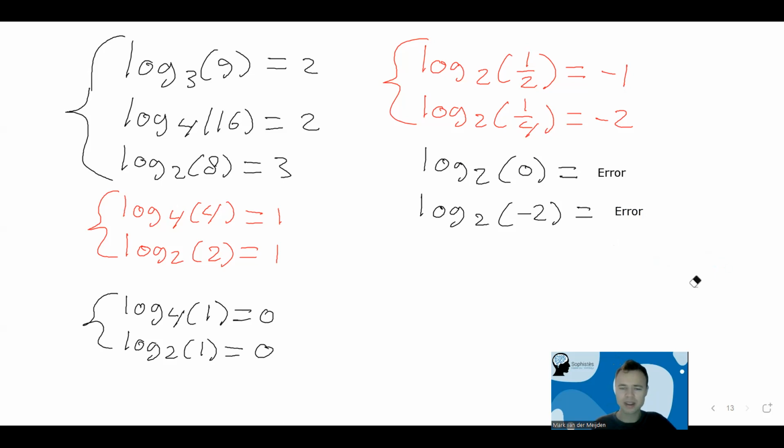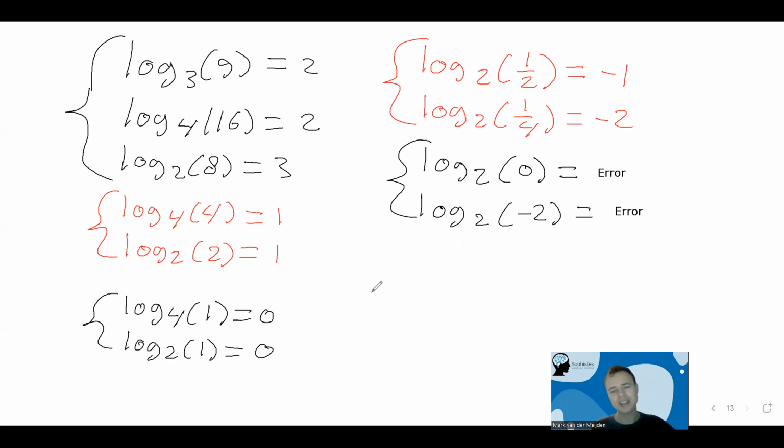Okay. So let's see inside here. The input of a logarithm has to be positive. If you fill in a 0 or a negative number, you get an error in your calculator. That's what you can remember. Okay. Then a few extra things.